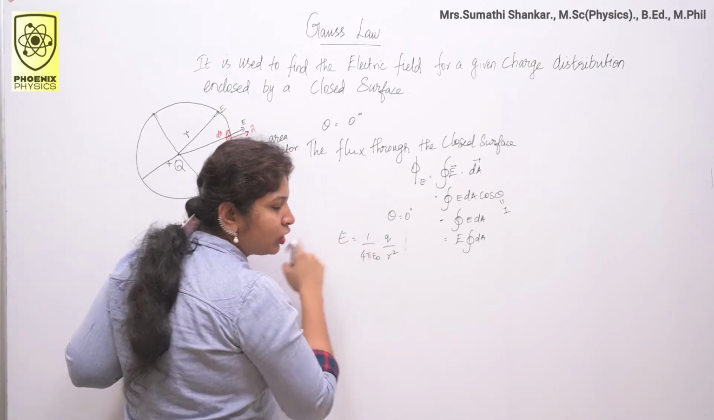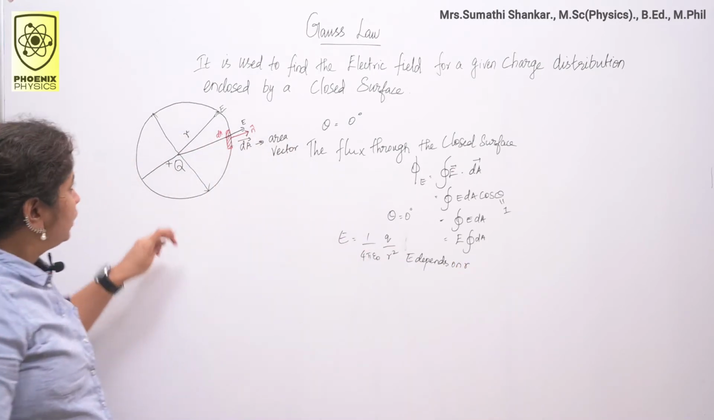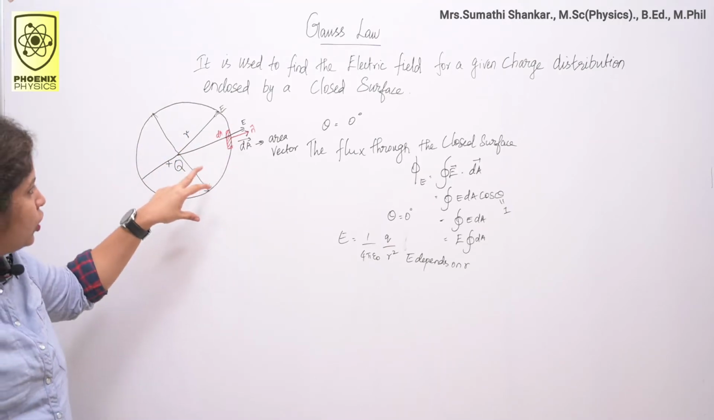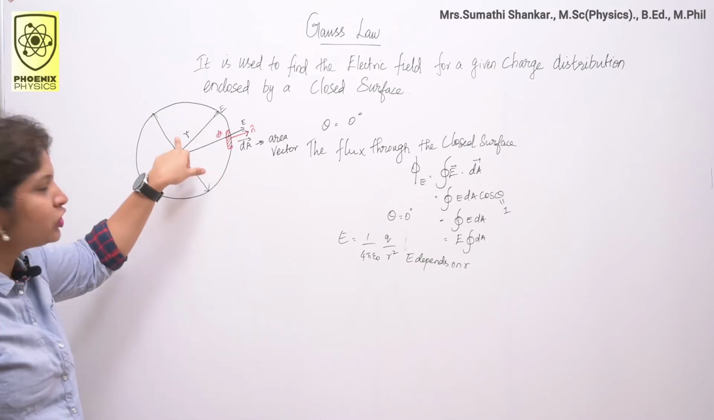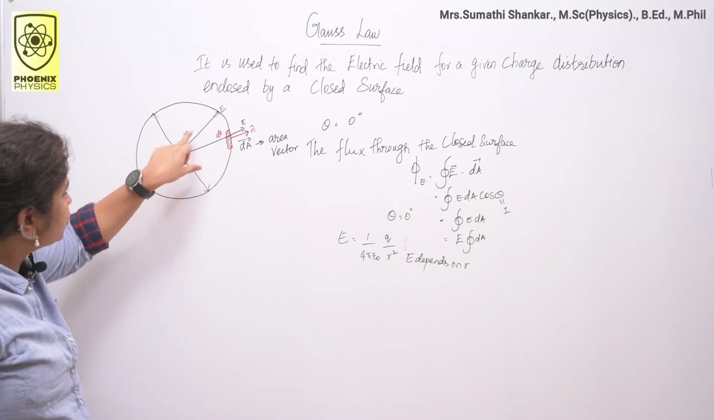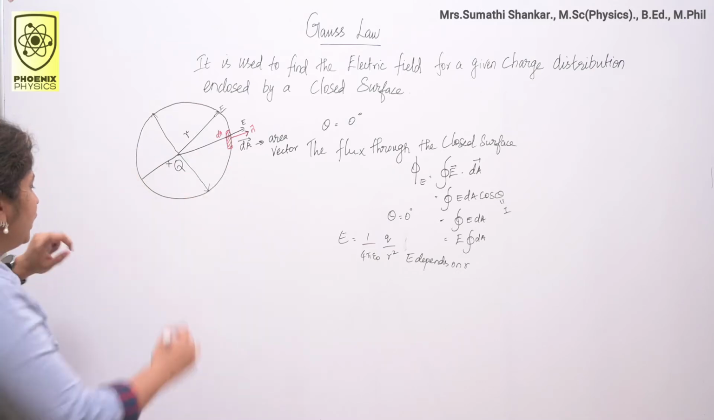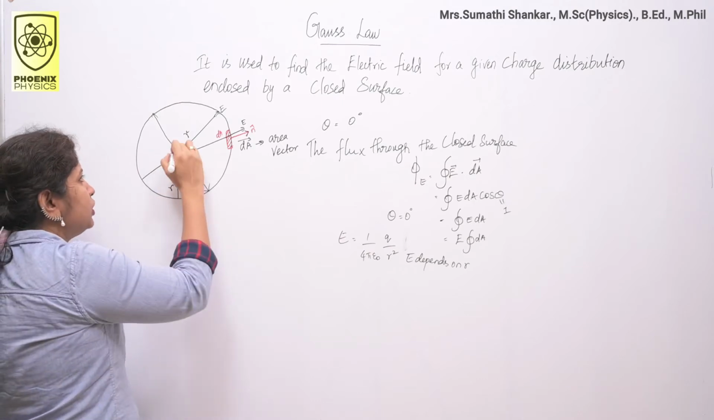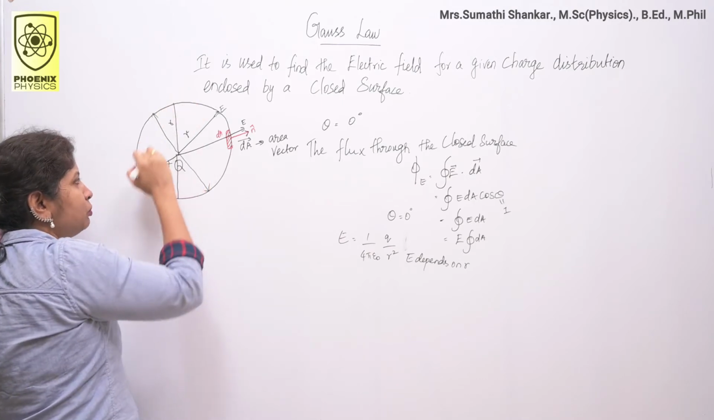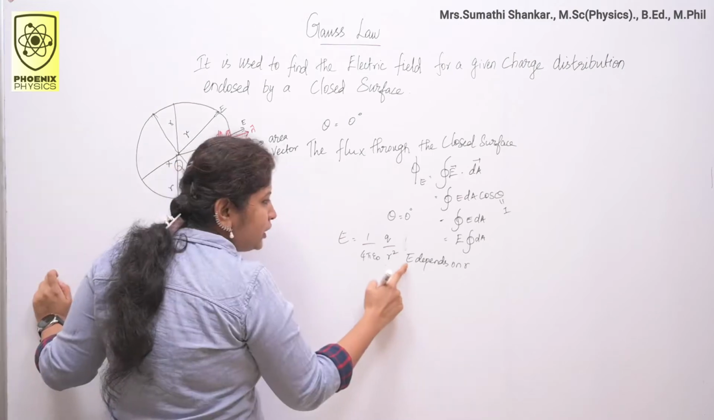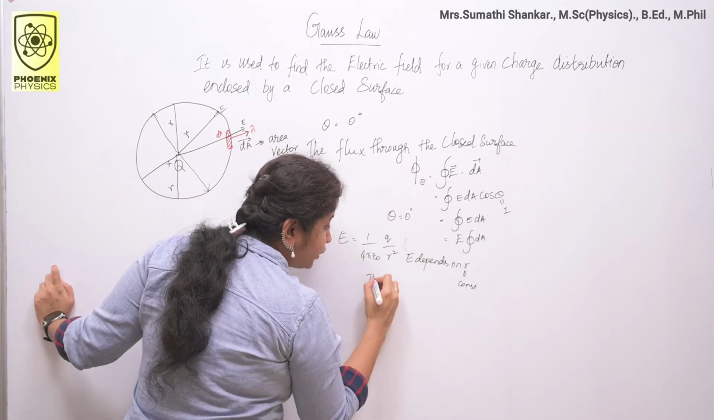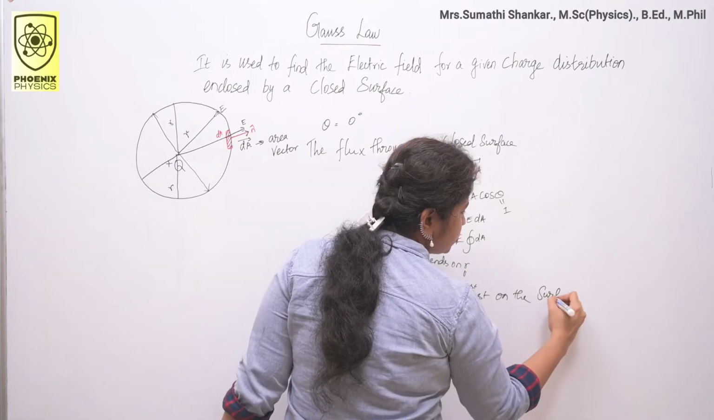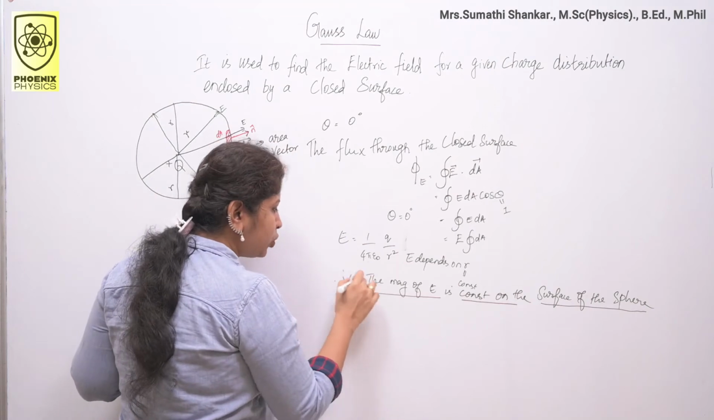So E depends on R. Here I am considering a spherical surface. The sphere has one radius, that is our R. This R is constant on the surface. See, suppose you draw one line, here also the R is same. Suppose you draw another line, R is same. So R is constant, E depends on R. The magnitude of E is constant on the surface of the sphere. This is a very important one.